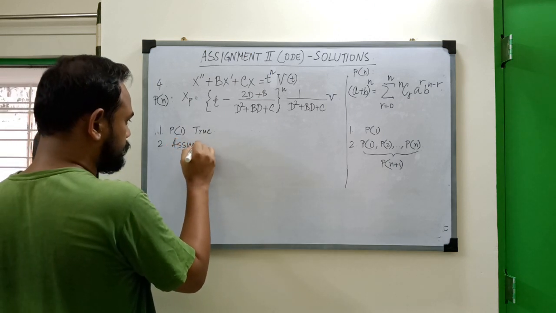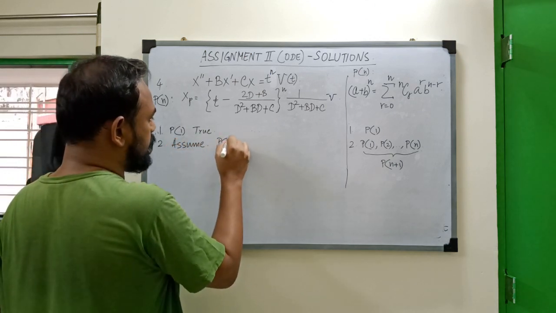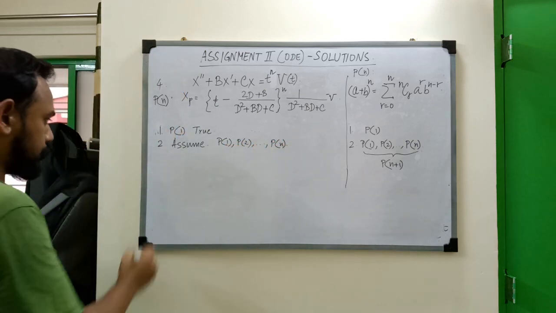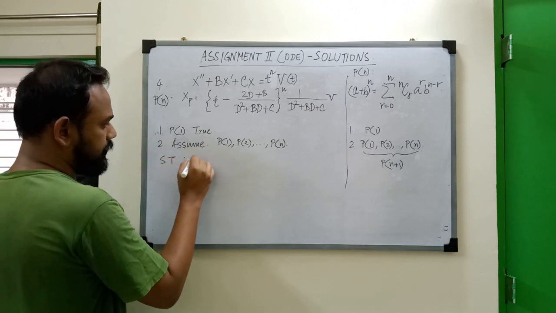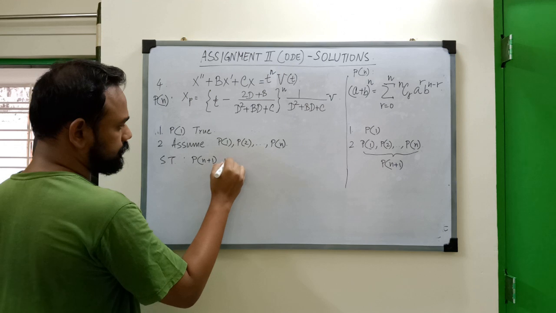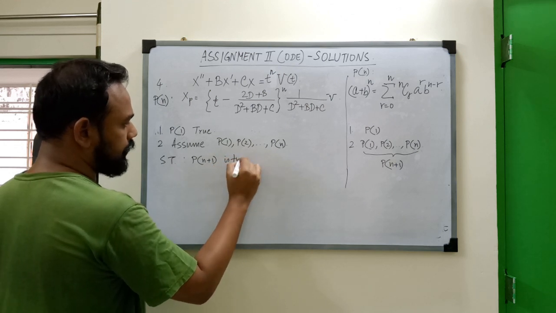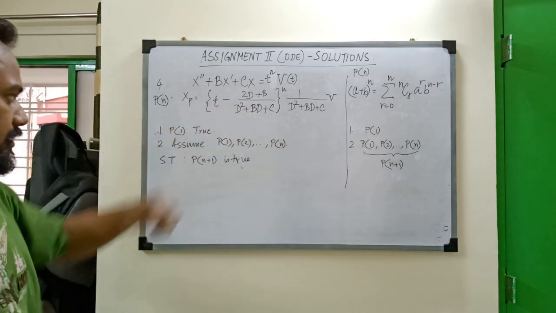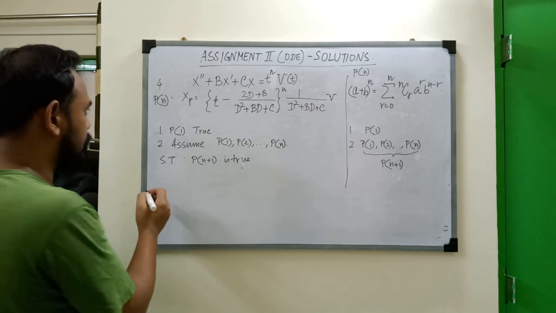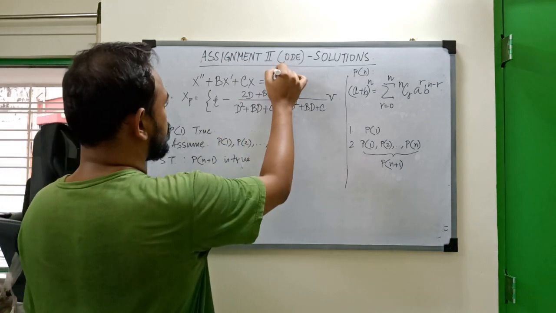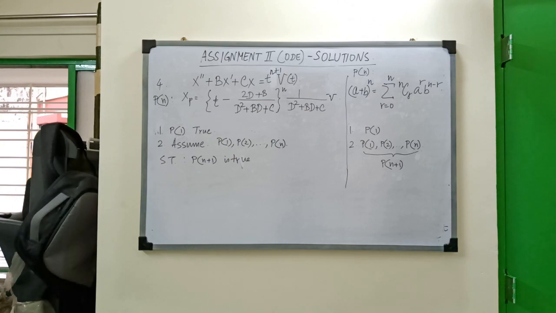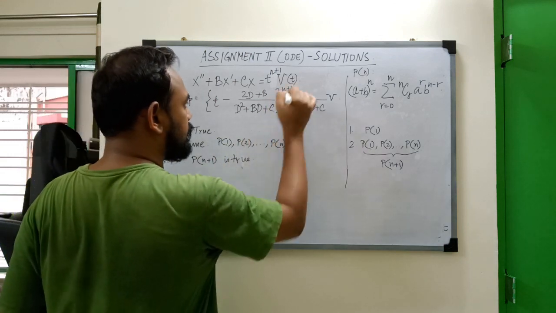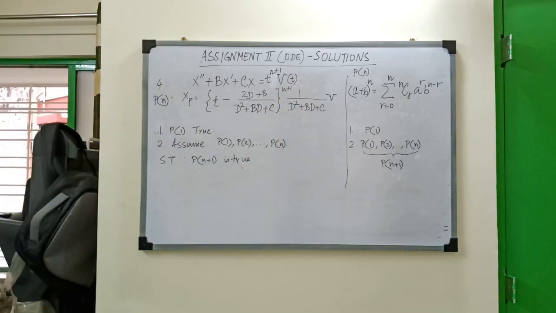Suppose I assume that P1, P2, up to Pn, they're all true. I have to show that Pn plus 1 is true. This is the task. This is what I have to show. If I can show this using my assumption, then I have proved this for all n by the method of mathematical induction. Let's just do that. So I'm going to look at this differential equation now with n plus 1, and I'm going to show that the particular solution of this is going to be this. That's my task.